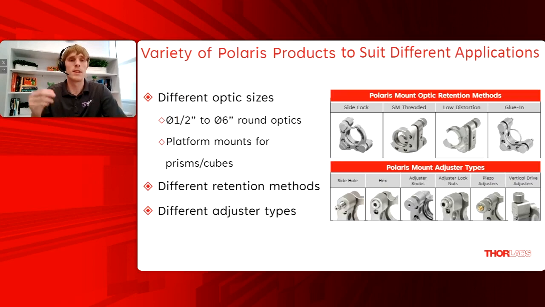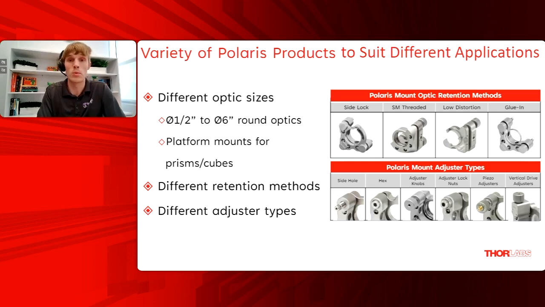So through that last 15 years of working around different customer application needs, we now have a variety of Polaris products to suit different applications. If you don't find something that works for your application, we're all ears for any feedback, of course. And here's just a quick overview summary of those offerings that all keep those design considerations for an ultra-stable mirror mount. We have different optic sizes that can be accommodated, from 1/2-inch diameter to 6-inch round optics, along with platform mounts for any prisms or beam splitter cubes, for instance.